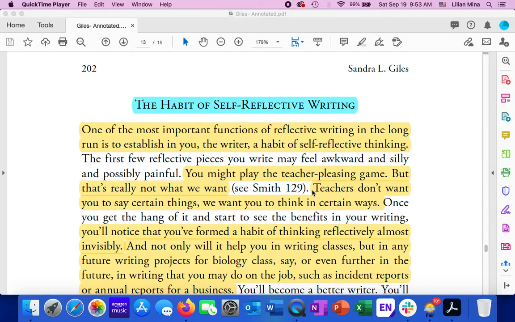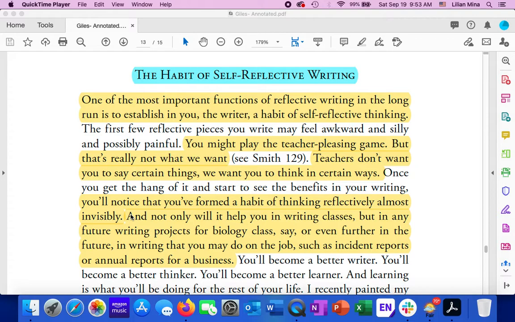So you might play the teacher-pleasing game, but that's really not what we want. This is not what I want. I don't want you to write what you think will please me as a teacher. This is not the goal. I'm not looking for something pleasant and nice, like, "Oh, she wants me to say this, I'll give her that." No. Teachers, and this applies to me as well, don't want you to say certain things. We, or I, want you to think in certain ways. It's the thinking behind the writing that really matters to me, not really what you put in writing.